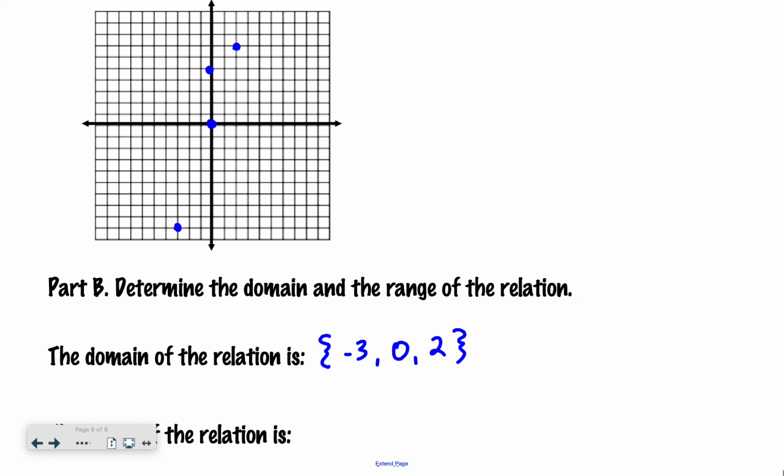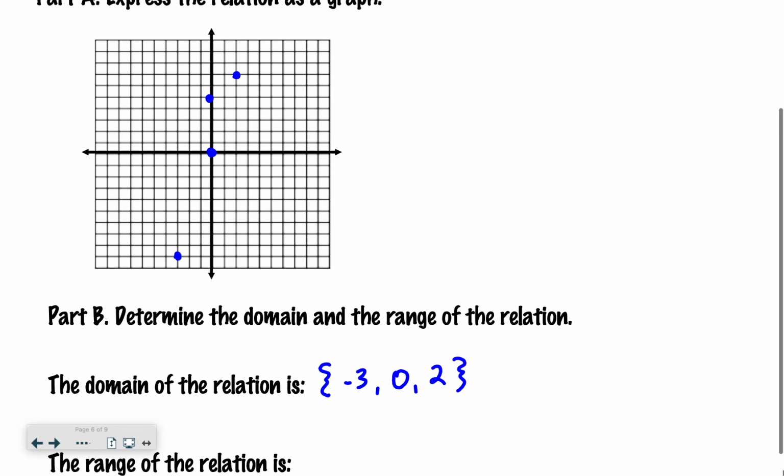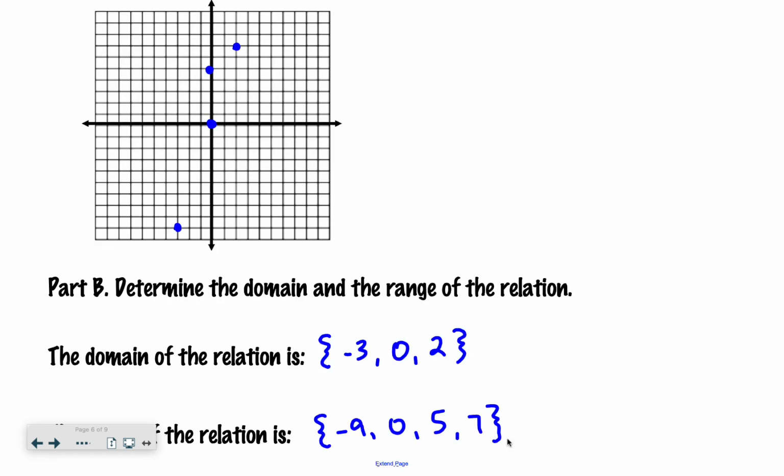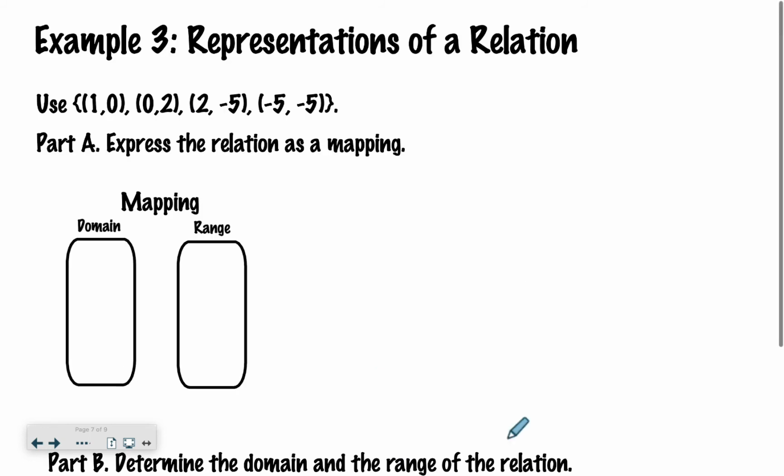All right, for this problem, hopefully you said the domain was -3, 0, 2. Okay, and then the last thing I want you to do on your own, I want you to identify the range of this relation. Good luck. All right, for this problem, hopefully you said the range was -9, 0, 5, and 7. If you have questions about those or anything else from the video so far, please be sure to ask for some help. I'm happy to help you.